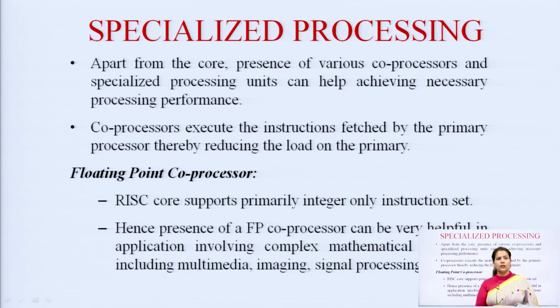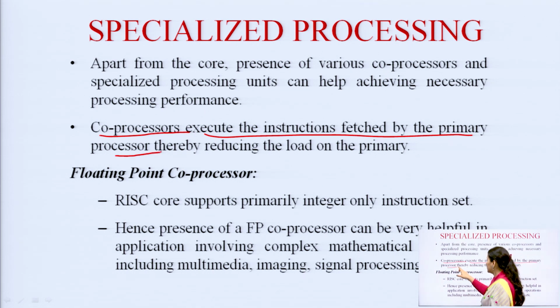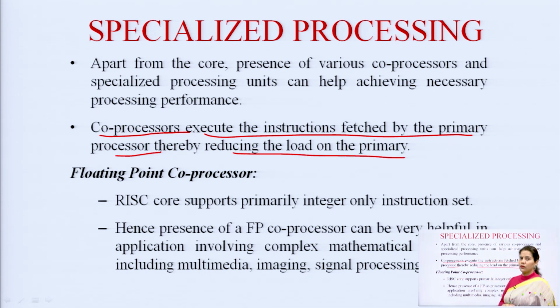Now, we are talking about the specialized processing. One is our main processor that we have considered for our application. Apart from the core, the presence of various coprocessors and specialized processing units can help achieve necessary processing performance. The coprocessors are needed when we want to process specialized operations. They execute the instructions fetched by the primary processor, thereby reducing the load on the primary.